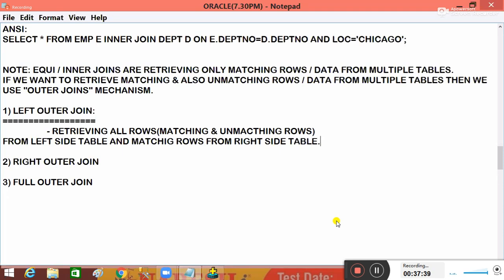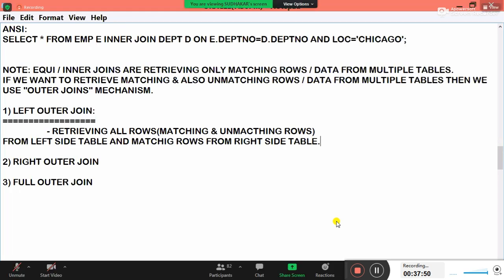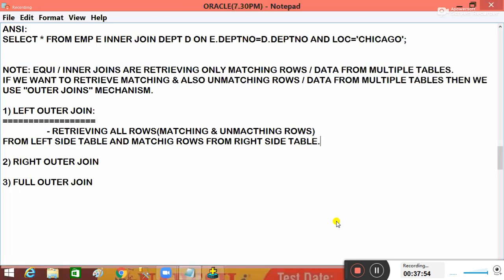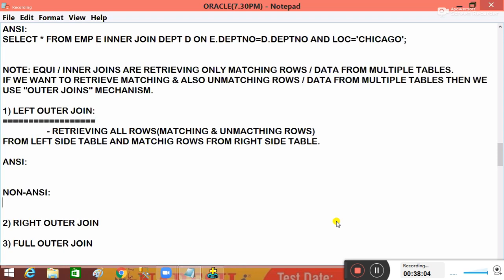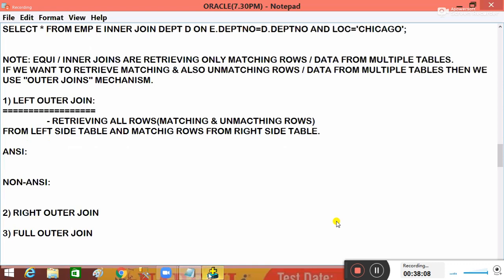So simply the statement: left outer join retrieves matching and unmatching rows from the left side table, but only matching rows from the right side table. So, do you understand the definition now? Now, how do I write ANSI and how do I write non-ANSI? There are two formats we can write. First I will show you ANSI.